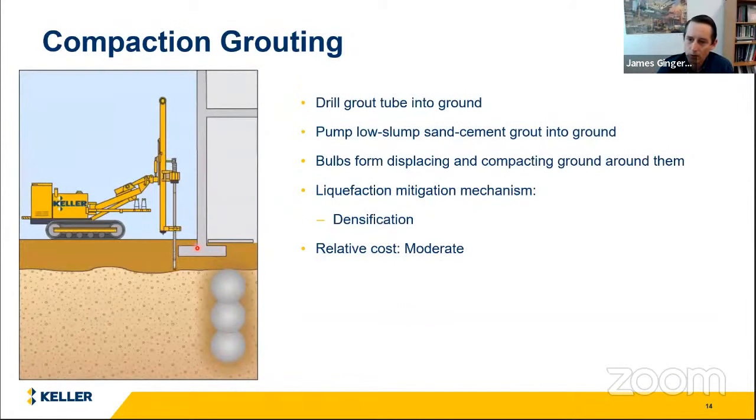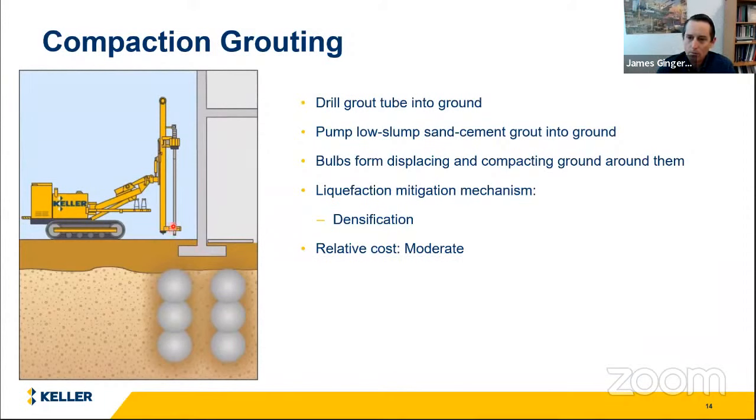Compaction grouting is a method where we drill down and we inject a low slump grout into the ground. It expands and forms bulbs. The expansion of the bulbs statically compacts the ground around it. We can put these things in arrays below the ground, and using, in some cases, pretty small equipment, types of equipment that can fit within structures and basements and small areas like that.